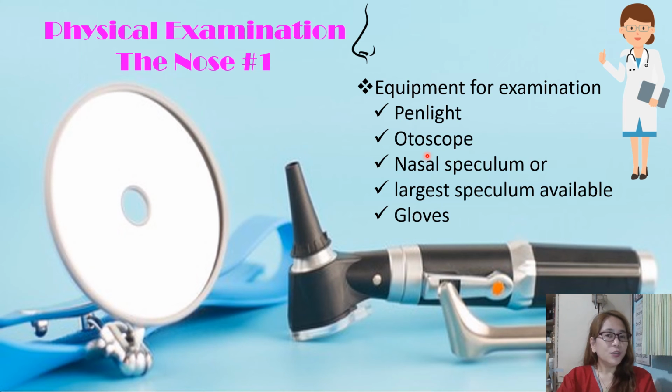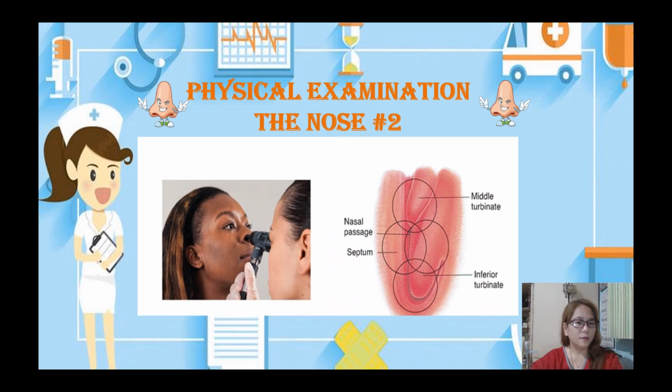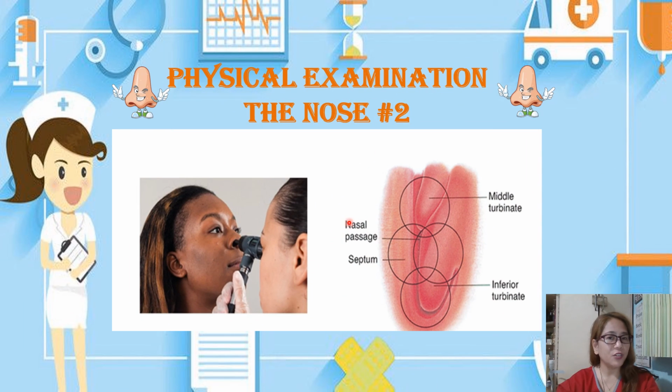In doing the physical examination of the nose, of course, you will need the following: a penlight, to check the internal structure of the nose; the otoscope, you can use that; a nasal speculum, or the largest speculum available; and of course, gloves. By using your otoscope, you can view the internal structure of the nose, particularly the middle turbinate, the inferior turbinate, the nasal passages, and the septum.